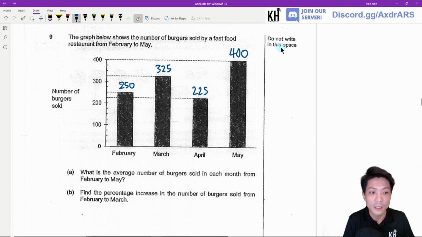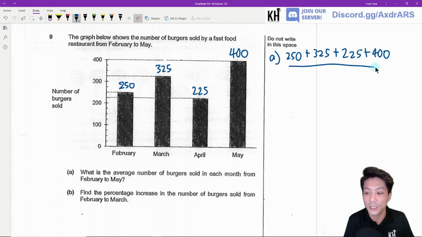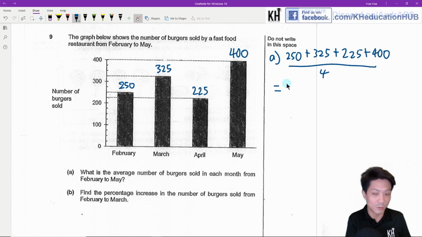So for part A, to find the average, I just need to add them together. 250 plus 325 plus 225 plus 400 and divide it by 4. 250 plus 325 plus 225 plus 400 and then divide by 4. I'm going to get 300.